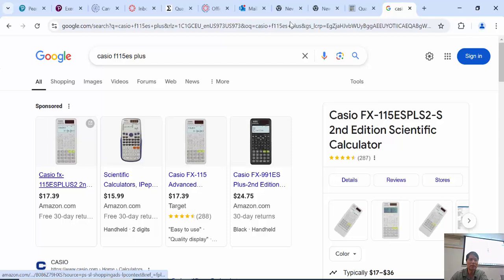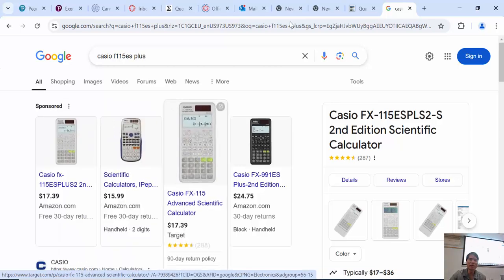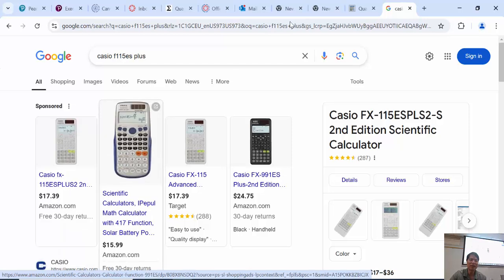Last time I purchased this calculator, I paid around $17. I got it at Target. I have the 5% discount at Target because I have a red card. So it's $17.39 at Target, but it's only $15.99 at Amazon. Wow.